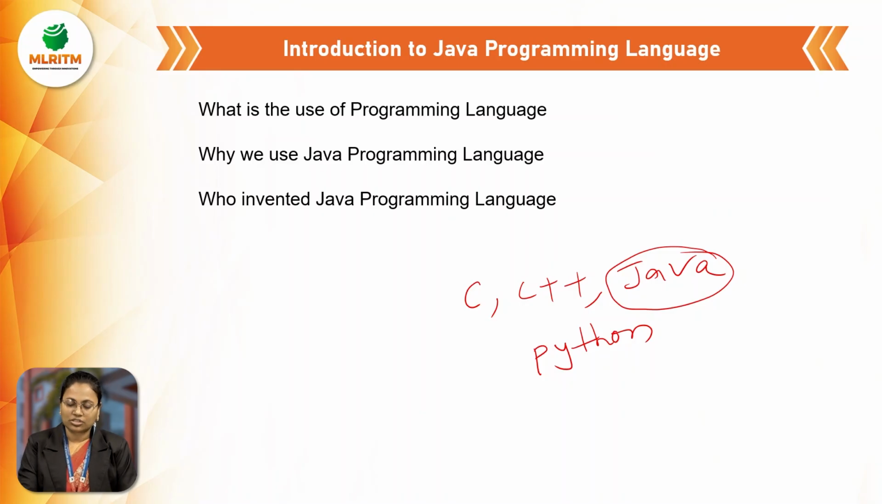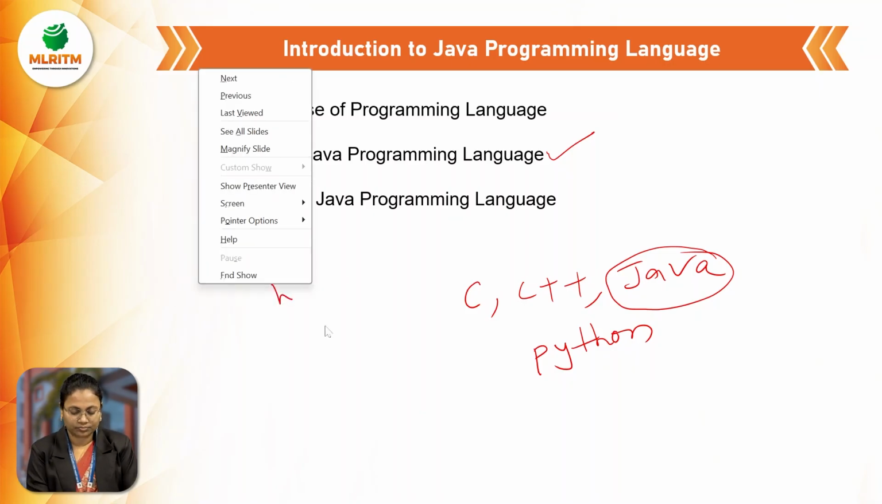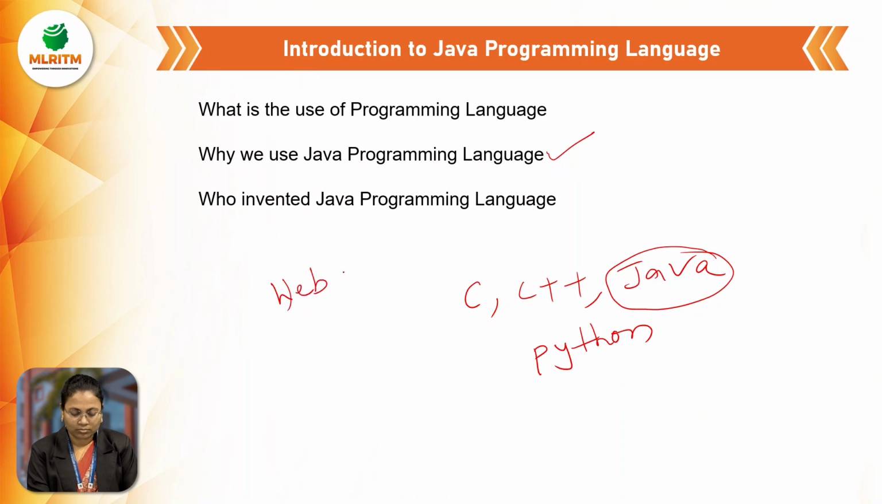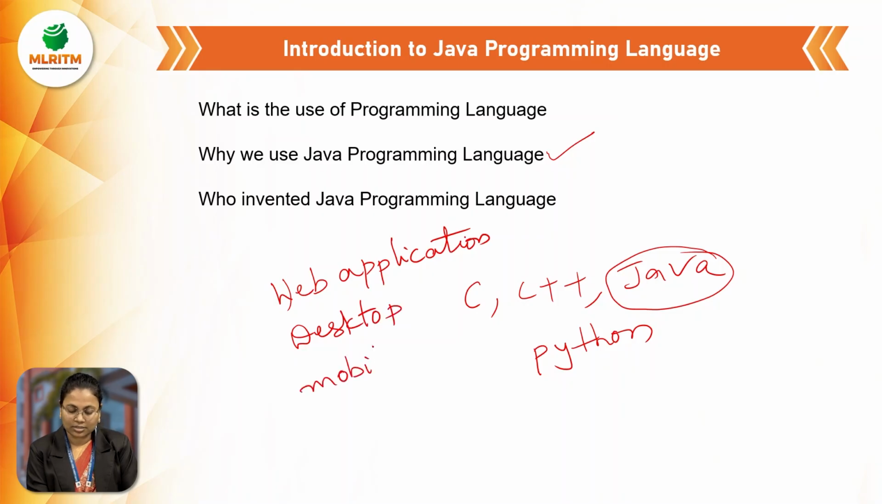So why do we use the Java programming language? By using Java, we can develop different kinds of applications. The different kinds of applications that we can develop are web applications, desktop applications, and mobile applications. Like this, different kinds of applications we can develop by using the Java programming language.